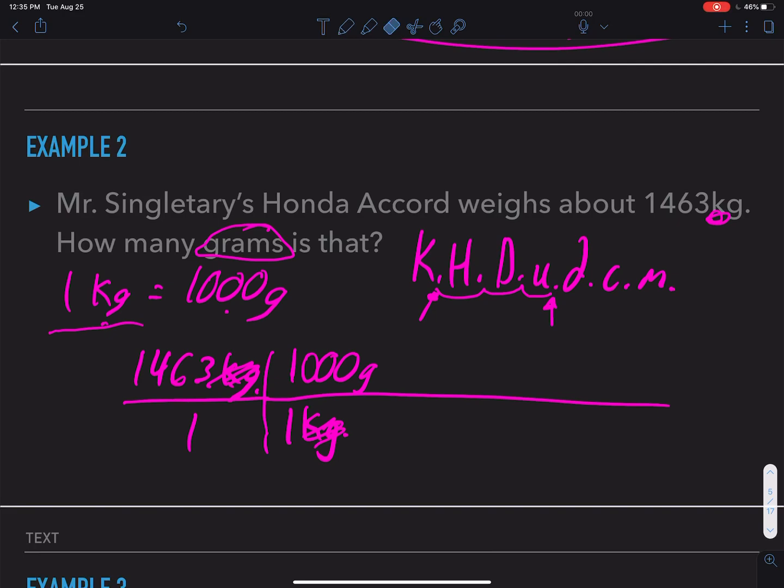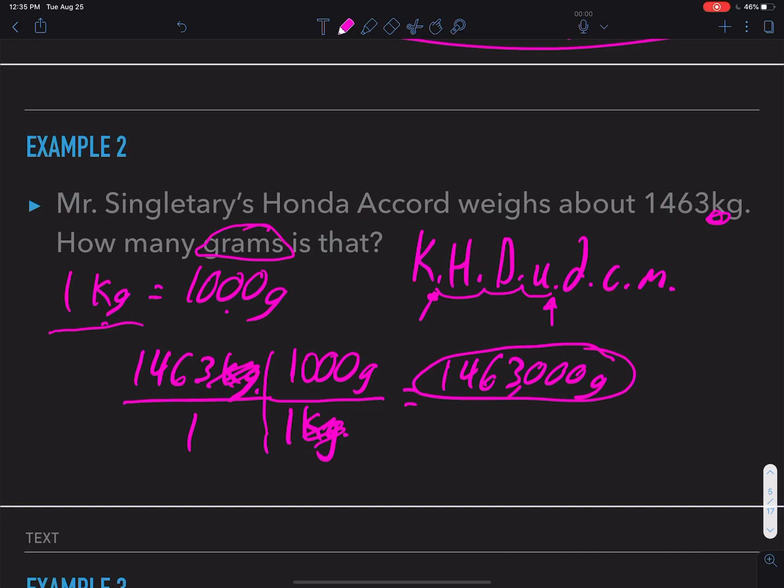So let's multiply. Oh, that was surprising. My bad. So 1,463 times 1,000. That's 1,463,000 grams over 1. And there we have it. My Honda Accord weighs about 1,463,000 grams.